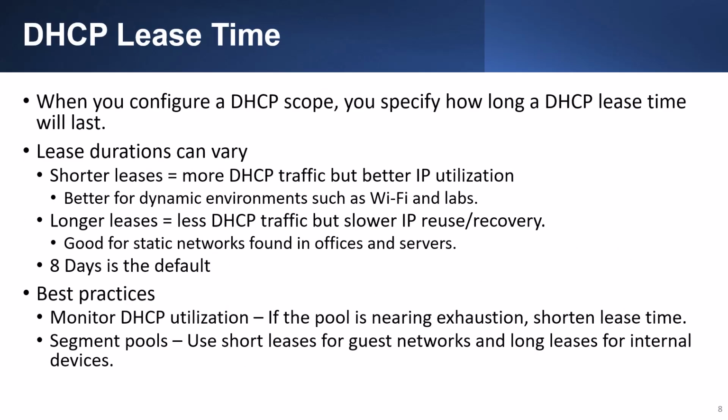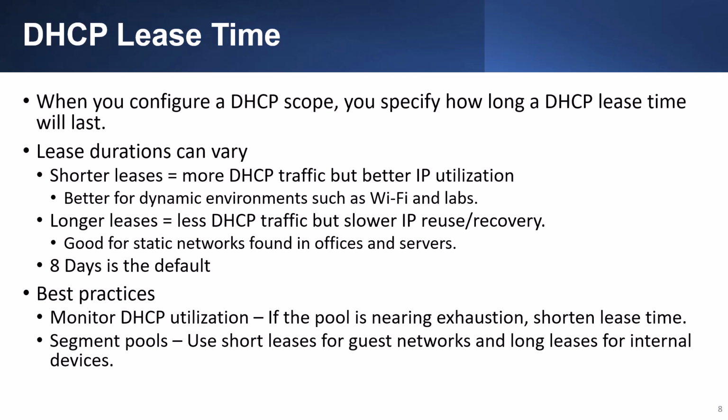When you configure a DHCP scope, you specify how long a DHCP lease time will last. Lease durations can vary. Shorter leases equals more DHCP traffic but better IP utilization. It is better for dynamic environments such as Wi-Fi and labs. Longer leases equals less DHCP traffic but slower IP reuse and recovery. It's good for static networks found in offices and servers. 8 days is the default.